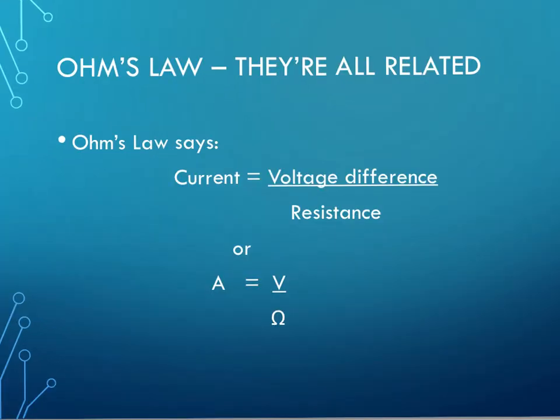When it comes down to it, we get Ohm's law. All three of those things are related to each other. And Ohm's law basically says this: current equals voltage difference divided by resistance, or amps equals volts divided by ohms. And this helps us understand a lot about how electricity works, how much current is flowing through a wire, how much push there is, and how different materials' resistance affects that flow.